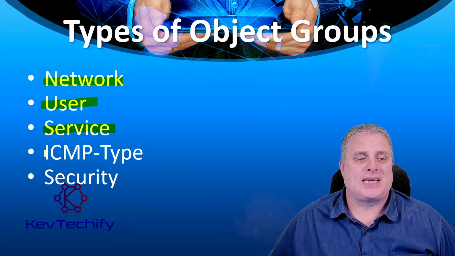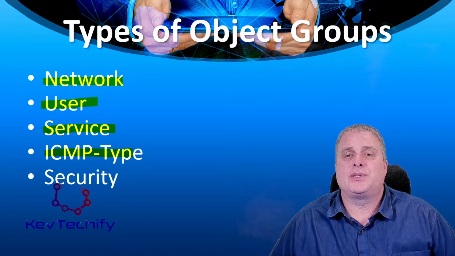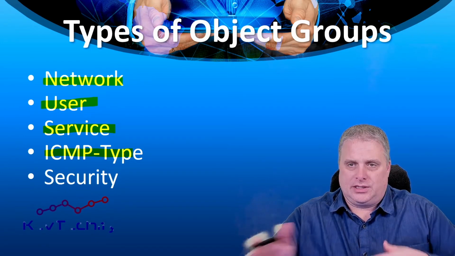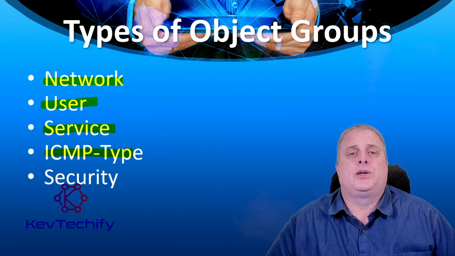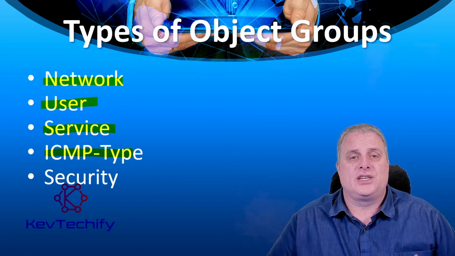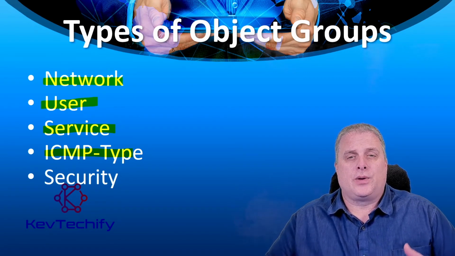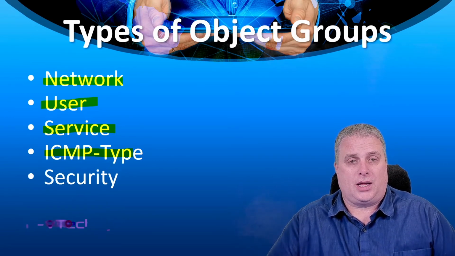The next type is ICMP type. The ICMP protocol uses unique types to send control messages. This comes from RFC 792. The ICMP type object group can group the necessary types required to meet an organization's security needs, such as create an object called echo to group echo and echo reply.